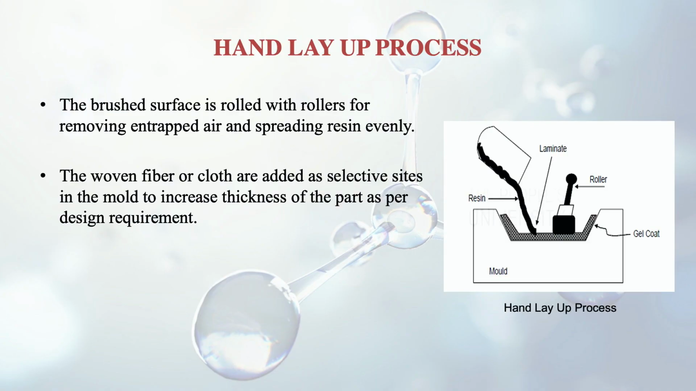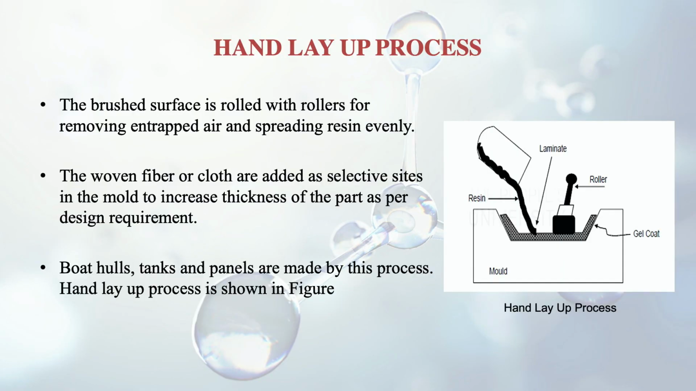The woven fiber or cloth is added at selective sites in the mold to increase the thickness of the part as per design requirement. So the fiber or cloth can be added at certain points wherever our requirement is. And again, boat hulls, tanks and panels are made by this process, that is the hand layup process.